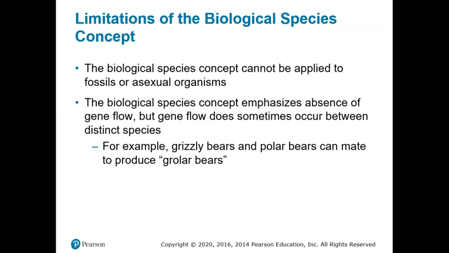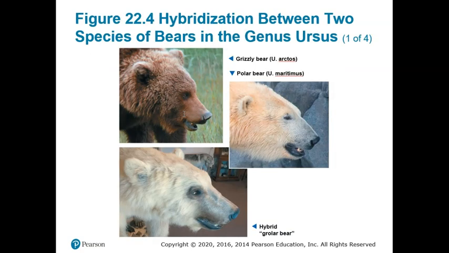So, grizzly bears and polar bears. The biological species concept emphasizes absence of gene flow. Gene flow is when genes flow through a population, but sometimes this does occur. Grizzlies and polar bears can make grolar bears. Probably. I don't know. Maybe.